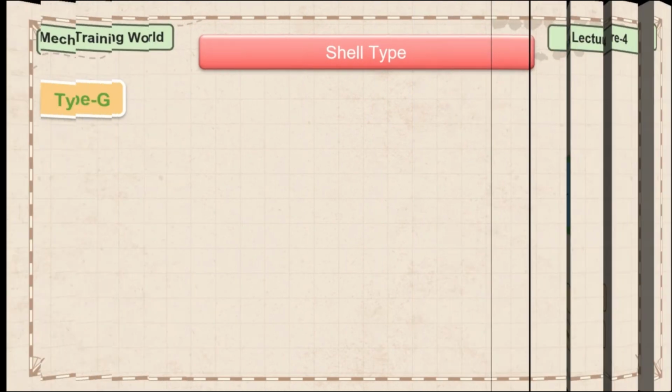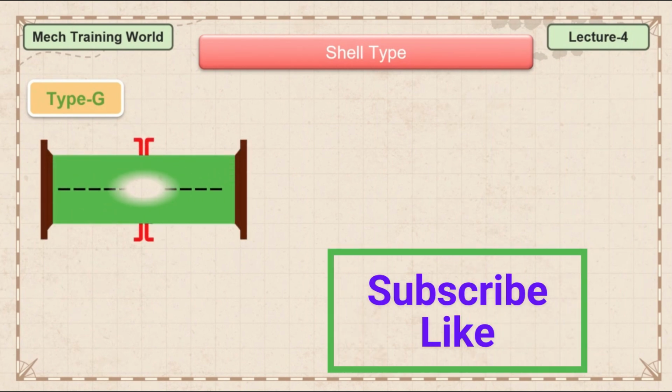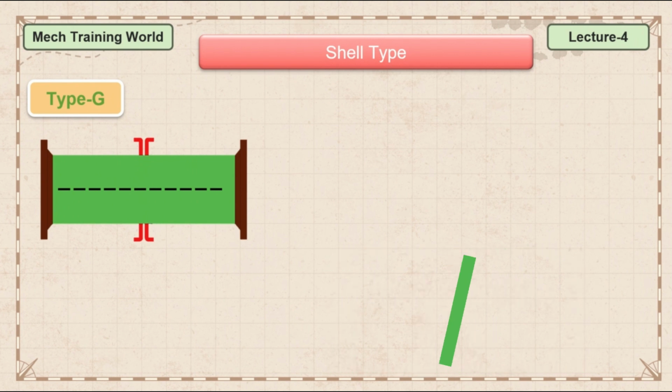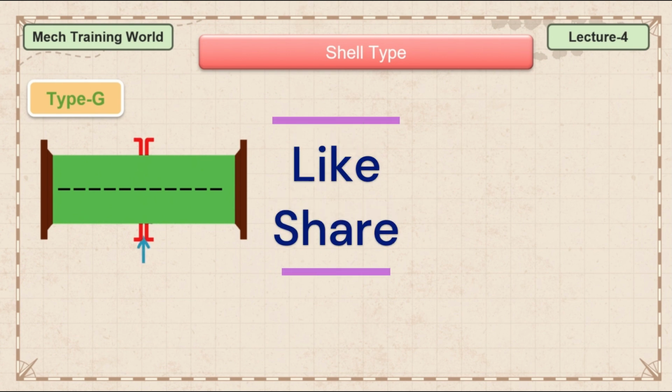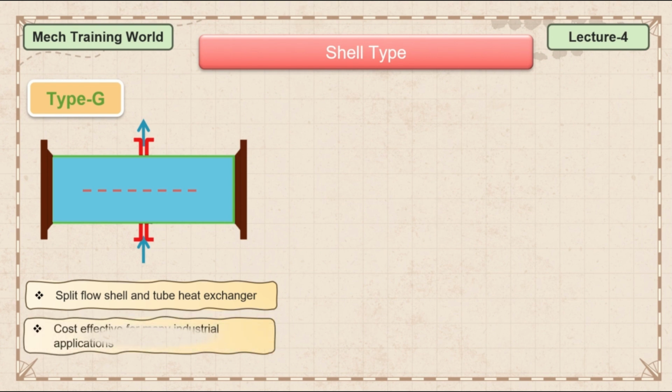And next one, type G. It is a divided flow shell and tube heat exchanger, guys. You can see in the picture as well. The shell side flow is divided into two parallel streams here, and the streams pass on both sides of the tube bundle and flow in the same direction. When the fluid is split into two narrow parts, it flows faster, right? So it helps to reduce fouling as well. So that's why it is cost effective for many industrial applications as well.